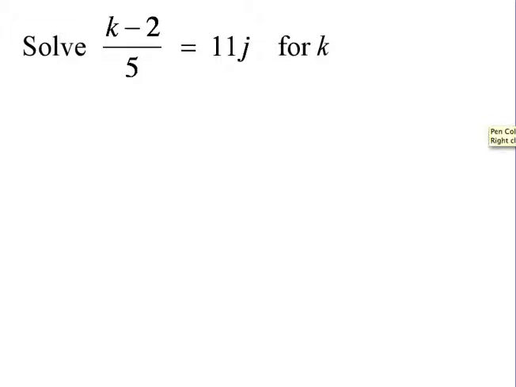This one's a little weird, but it's not tough at all. k minus 2 over 5 equals 11j. Our task today is to go over a lot of these so that you know what to do in about every case. And our goal here is to solve it for k.